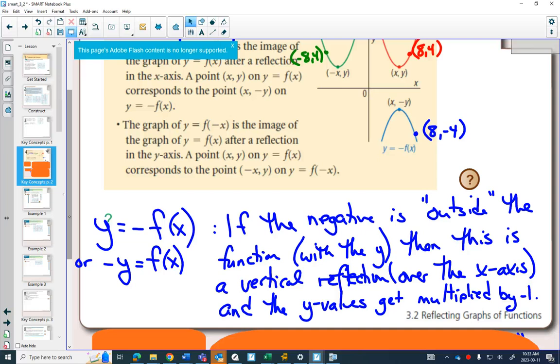So notice from our red graph we had the point 8, 4. On the blue graph we had 8, negative 4. All that's happened is the y value got multiplied by a negative 1. So sometimes we want to visualize the whole graph, and sometimes we're going to want to be specific and just look at a single point.